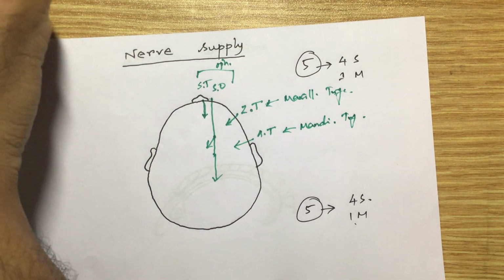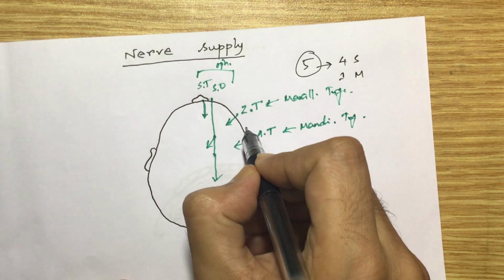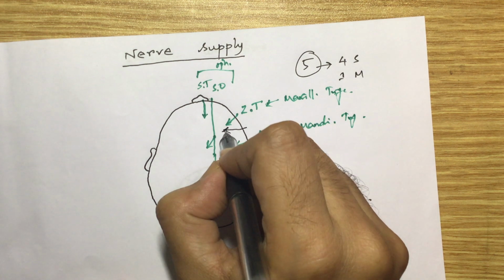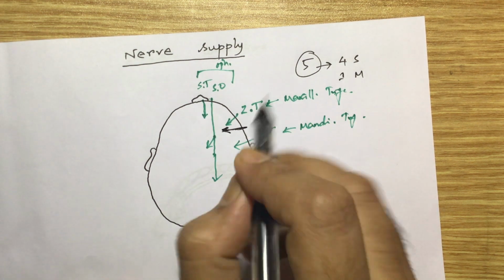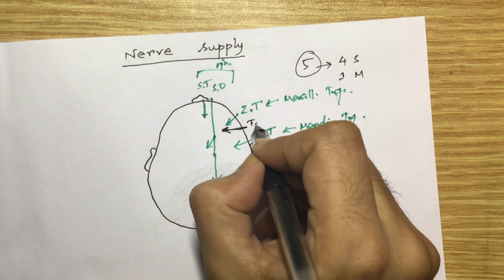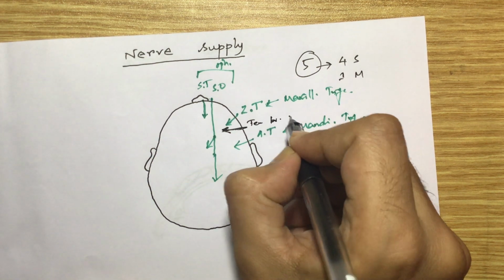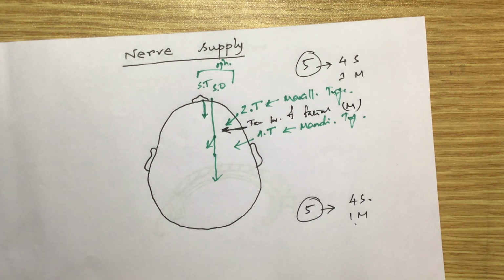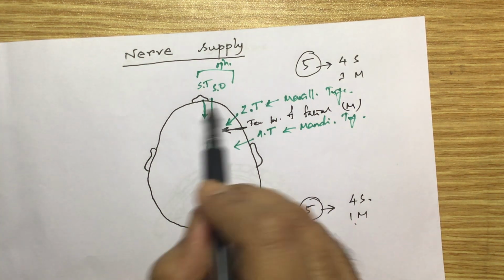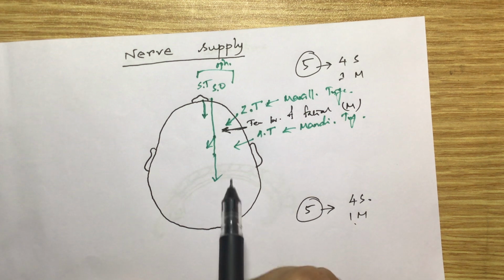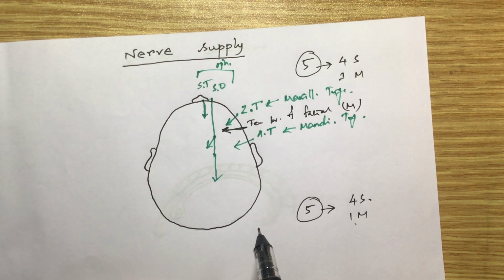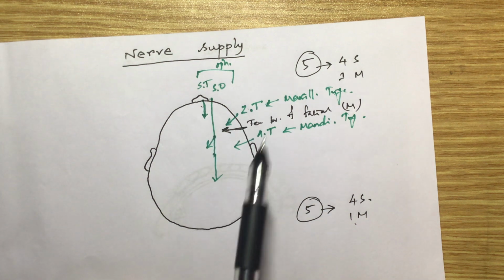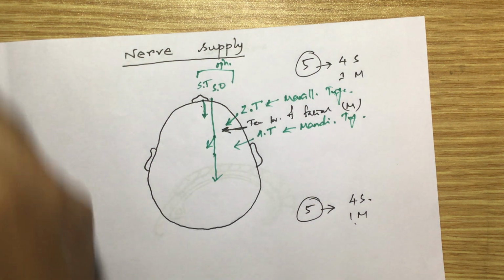And here another nerve, this one, is the temporal branch of the facial nerve. This is the motor one, and it will supply the frontal belly of the occipitofrontalis. So see, there are 1, 2, 3, 4, 5 nerves in front of the ear.